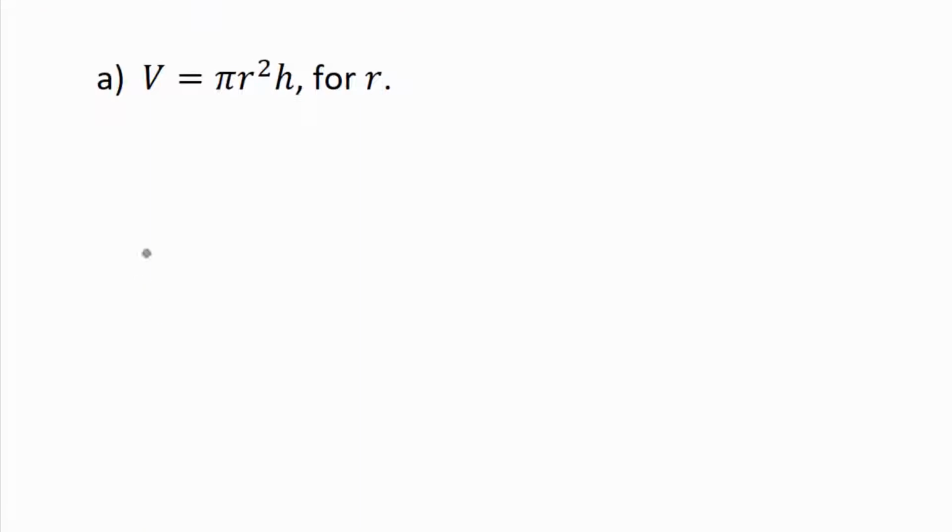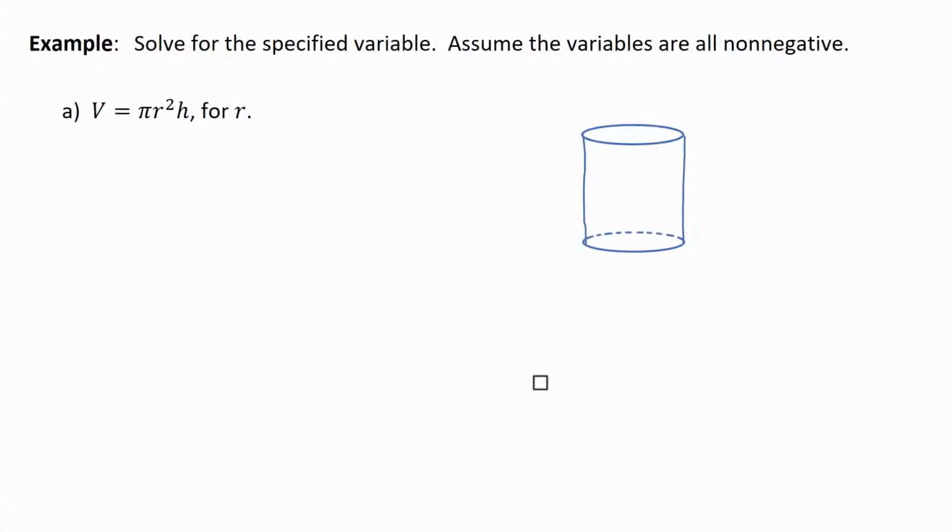In this first example, part A, we have V equals pi r squared h, and we're going to solve it for r. Now, this is an actual geometry formula. It gives the volume of a right circular cylinder. So imagine a Pepsi can. So that's a right circular cylinder. And when we talk about the radius, we're talking about the radius of one of the circular end caps.